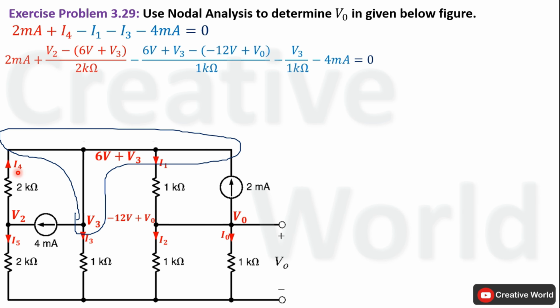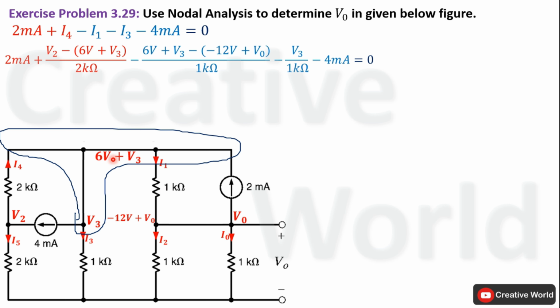Current I4 will be equal to the potential difference of these two node voltages divided by the value of the resistance. Here the direction of current I4 is from this node to this node, so this node voltage will be considered higher than this node voltage. So their difference will be taken as V2 minus 6 volt plus V3. And this difference will be divided by 2 kilo ohm in order to calculate the value of I4. The same case applies here.